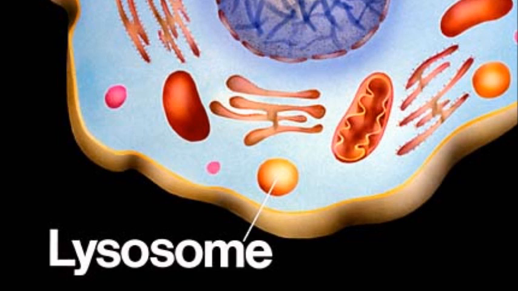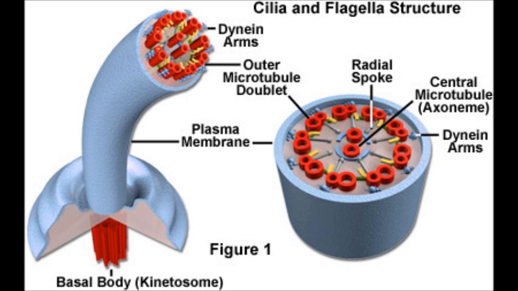This is a lysosome. Lysosomes act like the stomach of the cell. It digests old cell parts and food for the cell. The cilia and flagella structures are for motion. They allow a cell to move around.